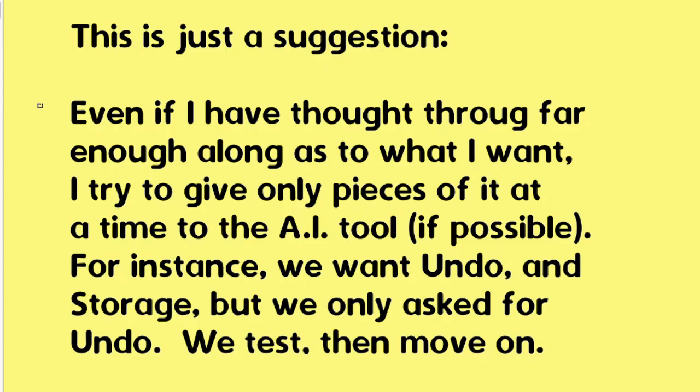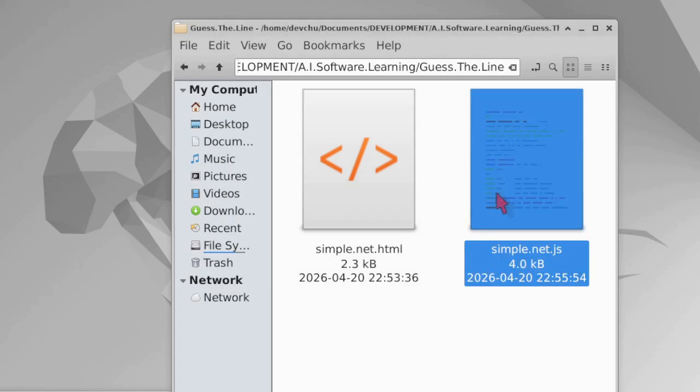Very nice. That's it. This is just a suggestion: even if I have thought through far enough along as to what I want, I try to give only pieces of it at a time to the AI tool, if it makes sense. So for instance, we wanted undo and we want storage, but we only ask for undo. Then we test, and then we move on. For this final part, we just need to give it the JavaScript, right? Because it's just going to be storage functionality. And we've covered browser local storage before, so you should know what I'm talking about.